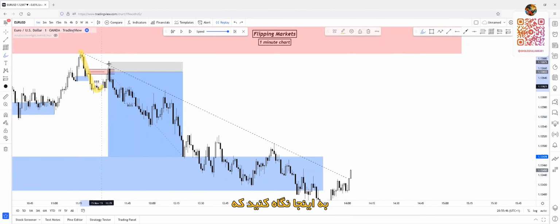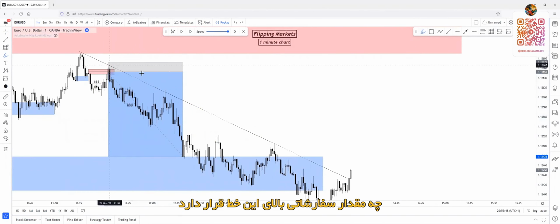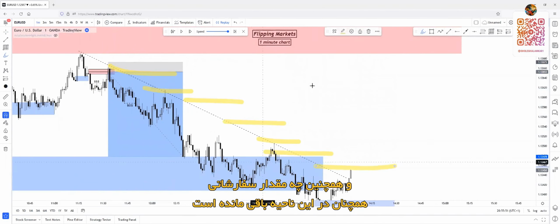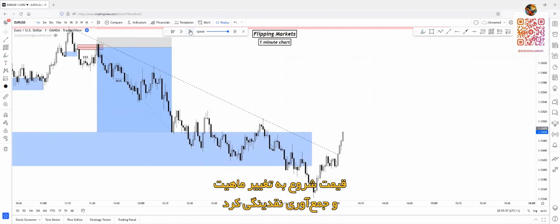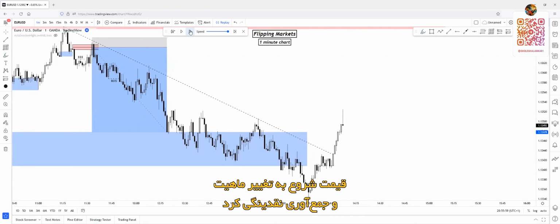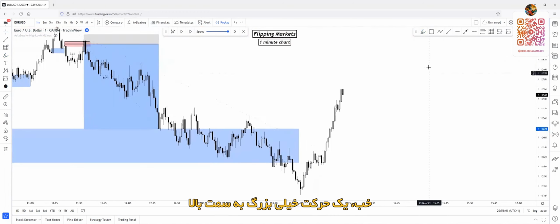Just look at this. How many touches, how many orders are sitting just above this line? And how many orders are still sitting on this block? Okay, let's see what happens next. As you can see, price started to change character, started to collect liquidity. Okay, huge pushes to the upside.